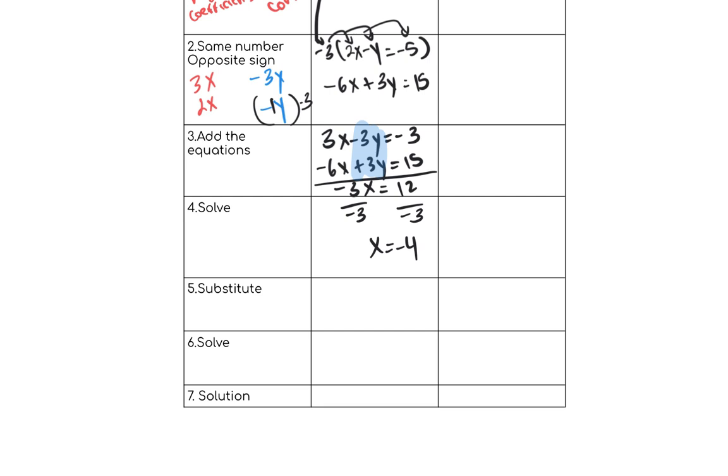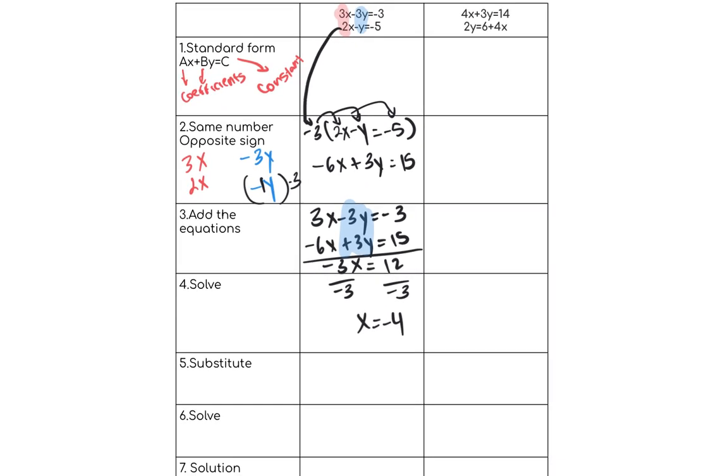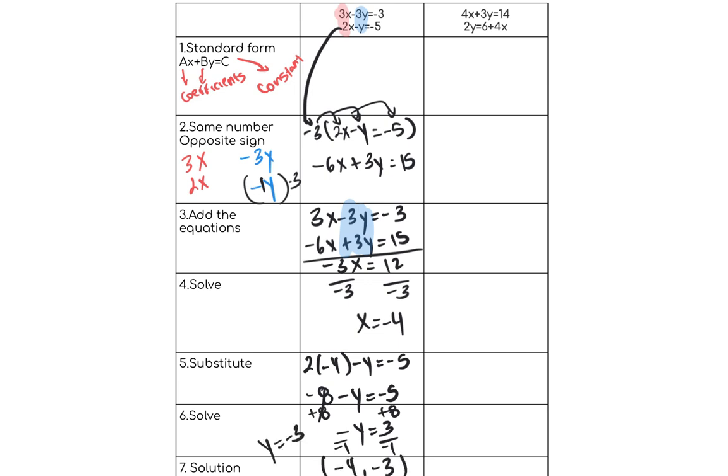Okay. Now that I know x, I can plug it back into one of my original equations. I'm going to pick that second one because it has smaller numbers. Plug in my x value and solve for the y. So 2 and negative 4 is negative 8. I'm going to add 8 to both sides. Divide by negative 1. So I have y equals negative 3. My answer is x, comma y.